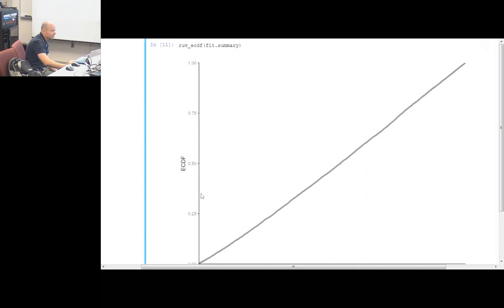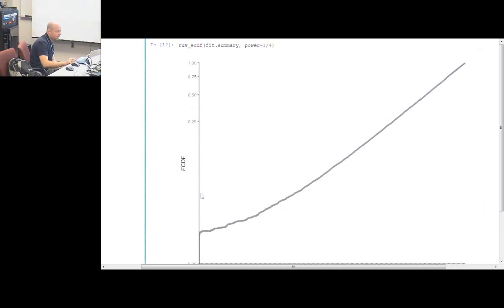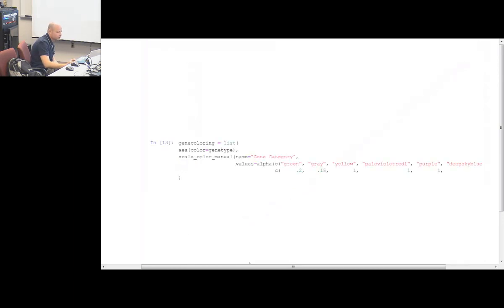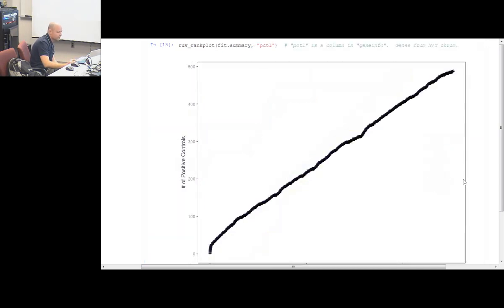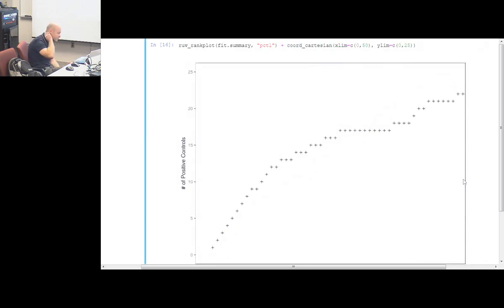There's also a function to make an empirical CDF if you don't want to look at a histogram. You can do a power transform on that, which basically allows us to see that spike there. Using various ggplot things, here I've got, for example, the different ECDFs for the spike-in controls, for the housekeeping genes, and so on. I'm going to skip through these plots. Well, there's one other one.